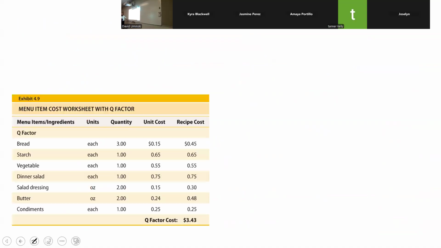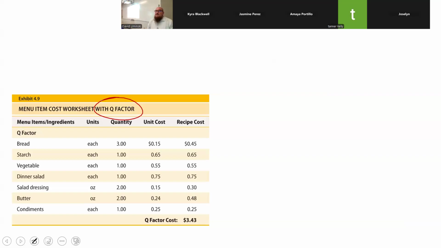All right. The other one is our Q factor method. The last one is our Q factor method. How many of you ever ordered something where something comes complimentary with it? Like you order a menu item, like maybe you order an entree, and then it comes with a salad, it comes with soup, it comes with a side, right? So with the Q factor, what that is telling us is we're going to add up all of those free items, the cost of those free items, and we're going to build them into the cost of what we're going to sell it for.